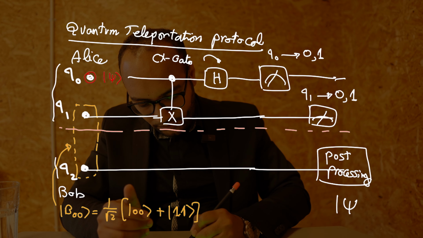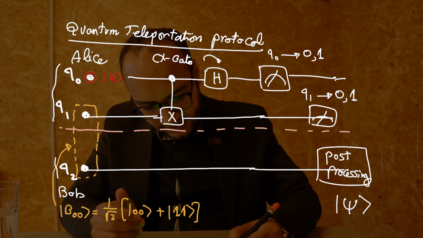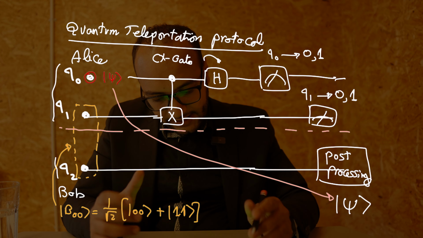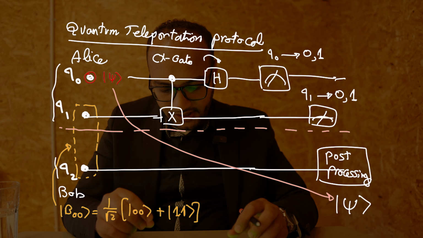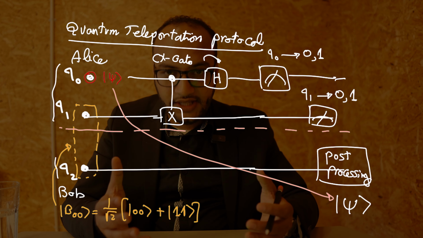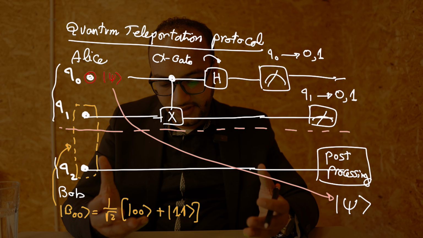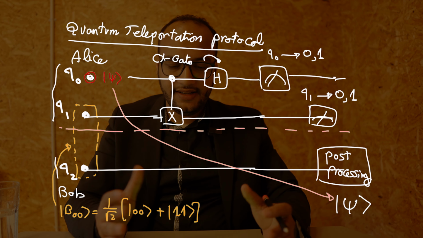So at the end, Bob will get the state psi, this one that has been transmitted secretly from here to there, and Bob will get it only if he has done the post-processing properly. And to do this post-processing, he will need these inputs of the measurements from Alice to tell him via a classical broadcasting channel.